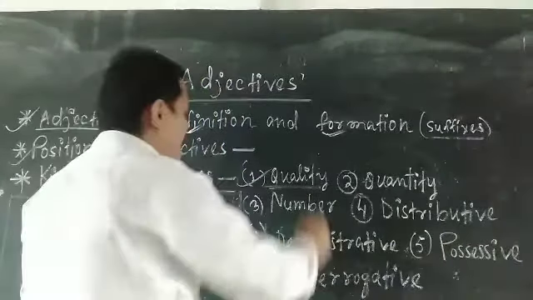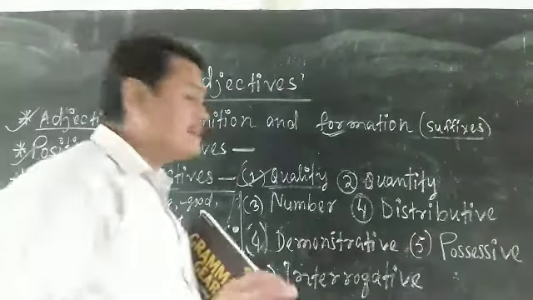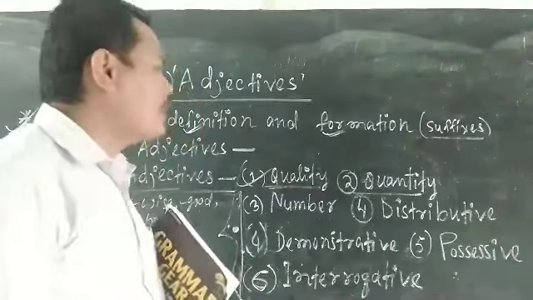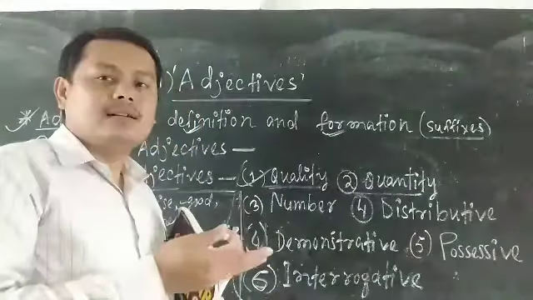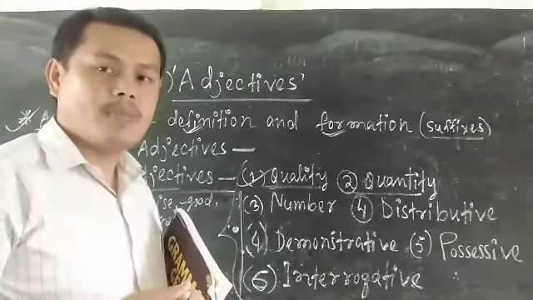Now you see, the next kind of adjective is the adjective of quantity. Adjective of quantity refers to those adjectives which give the answer of how much.